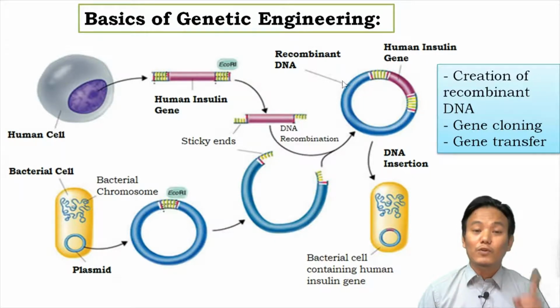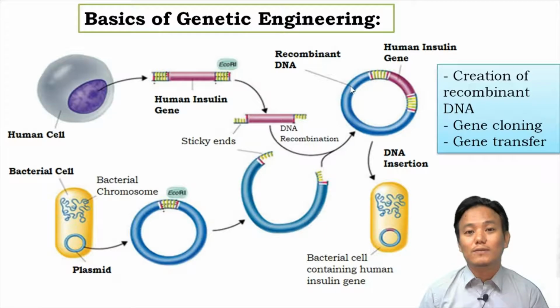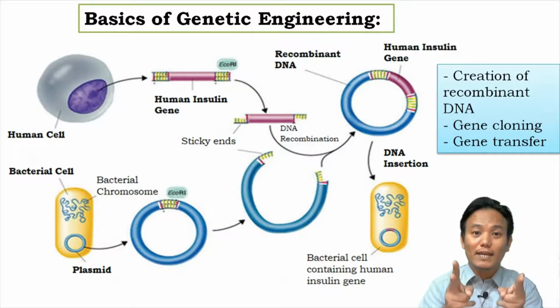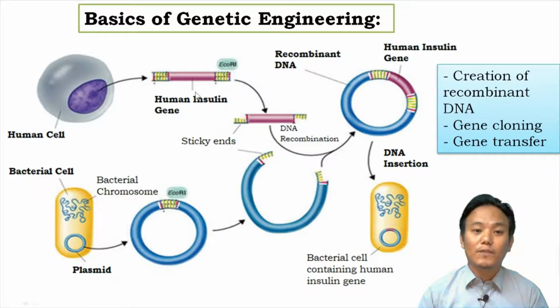Now remember, for the creation of recombinant DNA, we require a very important biological tool called restriction enzymes or restriction endonucleases. Restriction enzymes or restriction endonucleases are enzymes which can cut DNA at specific locations. Right? Restriction enzymes are like molecular scissors. They can cut DNA at very specific locations. Over here, we have used a specific restriction enzyme in isolating the human insulin gene from the entire human genome.